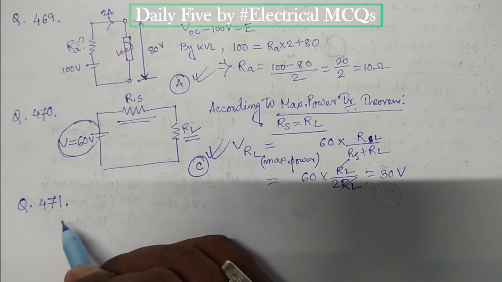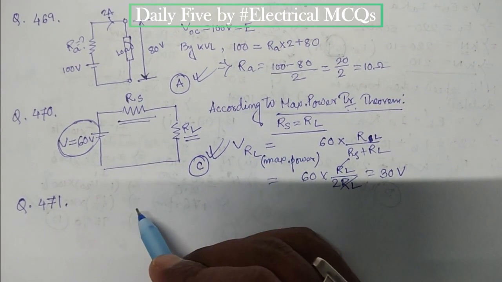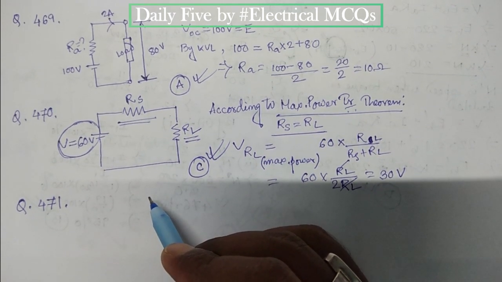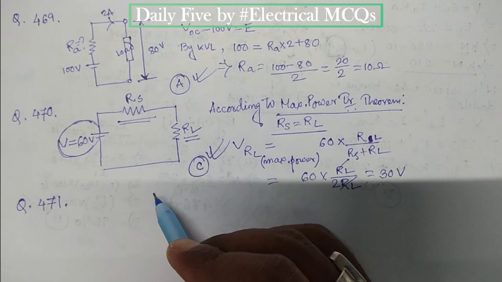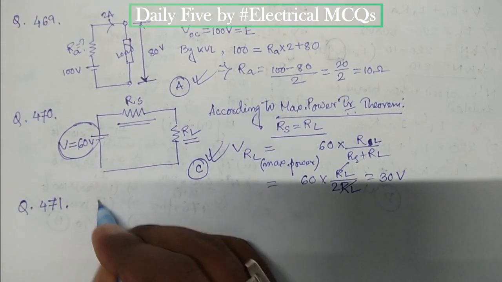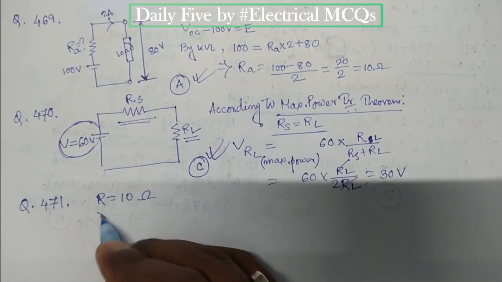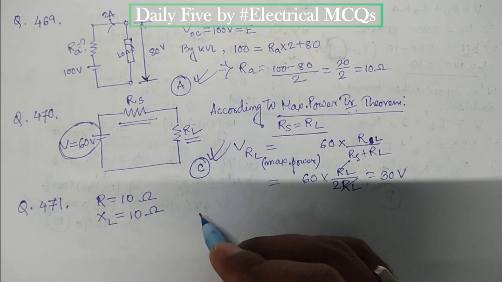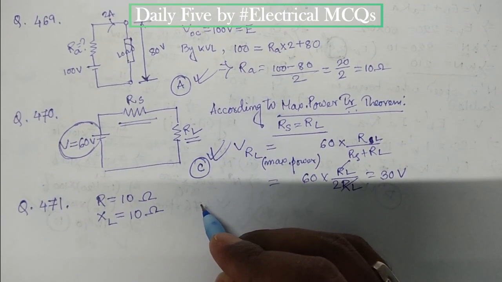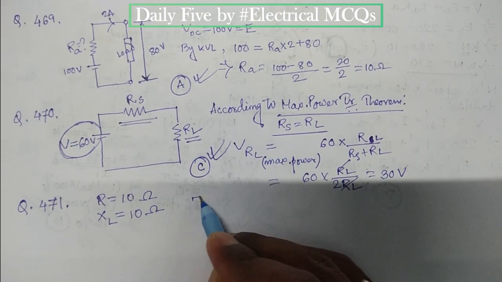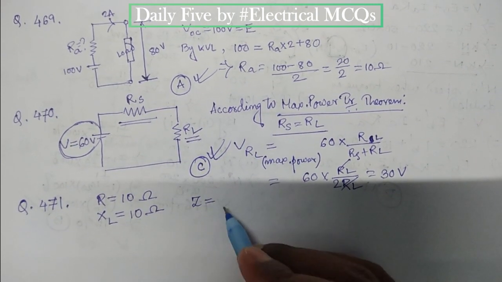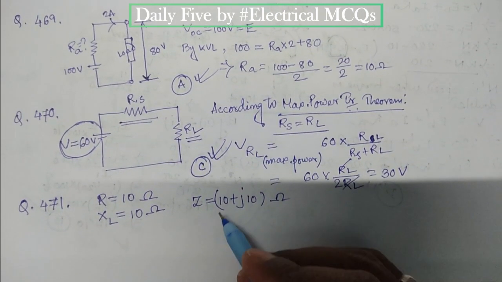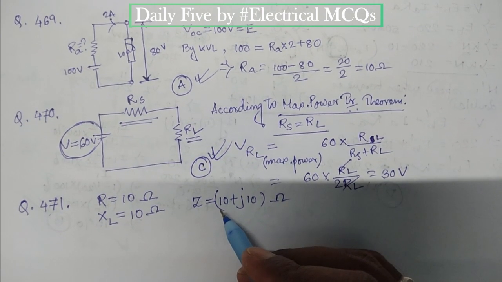So now we will start question number 471. It says we have to find the phase angle between voltage and current where the circuit resistance and inductive reactance are given. For the circuit in which resistance R equal to 10 ohm and inductive reactance XL equal to 10 ohm are connected in series to an AC source voltage, we can say that the source is connected to an impedance of 10 plus j10 ohm. That means the angle of this impedance will be nothing but the angle between the current and the voltage.